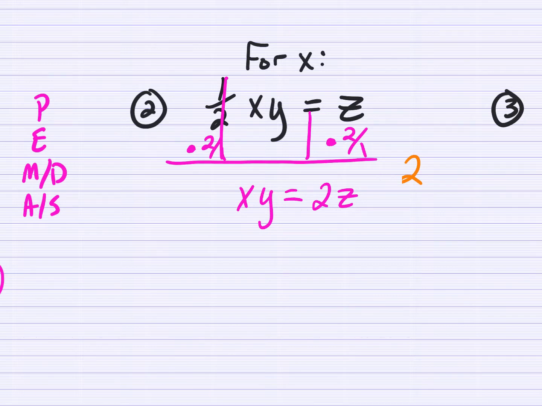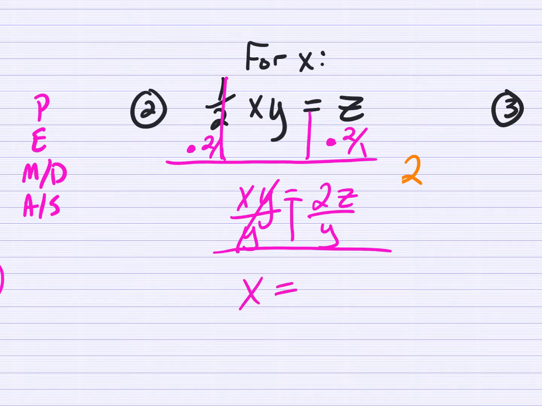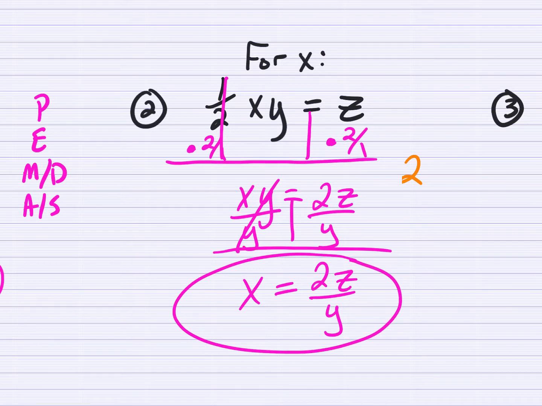All right, now from here, we are still trying to get the x all by itself. The only thing on the same side as the x is the y, and it's multiplying the x. So the opposite of multiplying by y is dividing by y. On the left-hand side, I get the x all by itself, and on the right-hand side, I get 2 times z being divided by y, and that fraction does not reduce, so I'm just going to leave it the way it is. So now my x is by itself, and we're finished.